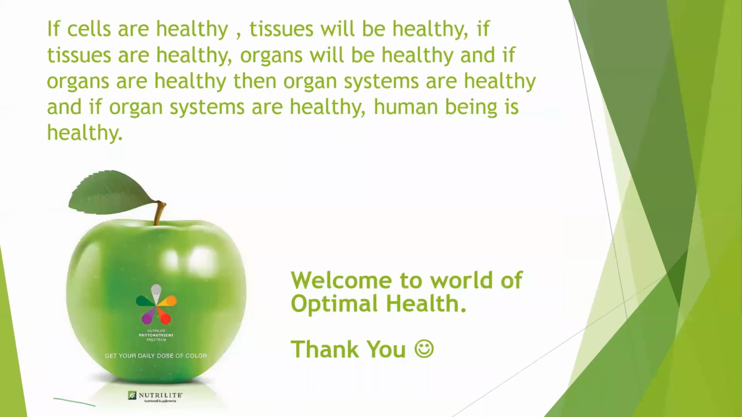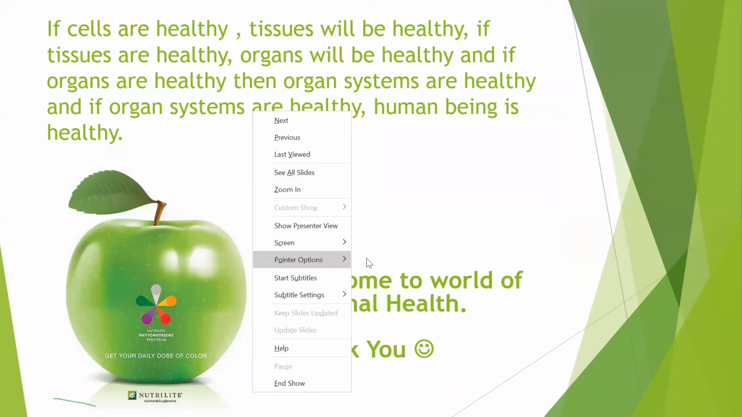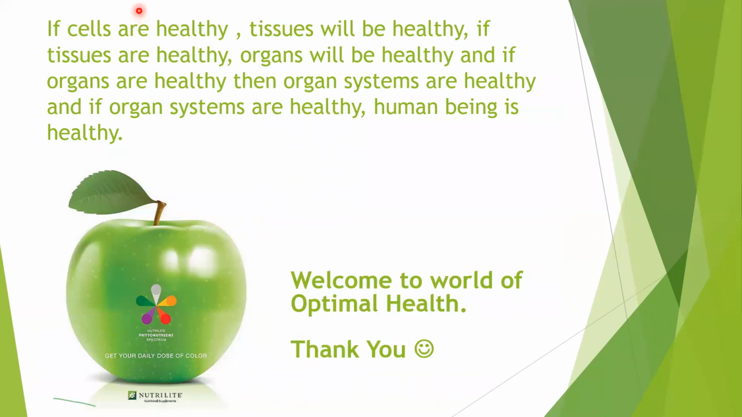And I can just wind up. This is my last slide as I'm saying thank you to you. And just let's read this out. The premise on which cellular nutrition works is this: if cells are healthy, tissues will be healthy. If tissues are healthy, organs will be healthy. And if organs are healthy, then organ systems are healthy. And if organ systems are healthy, the human being is healthy. So with that, I conclude my talk and I say that, I welcome everyone to the world of optimal health.